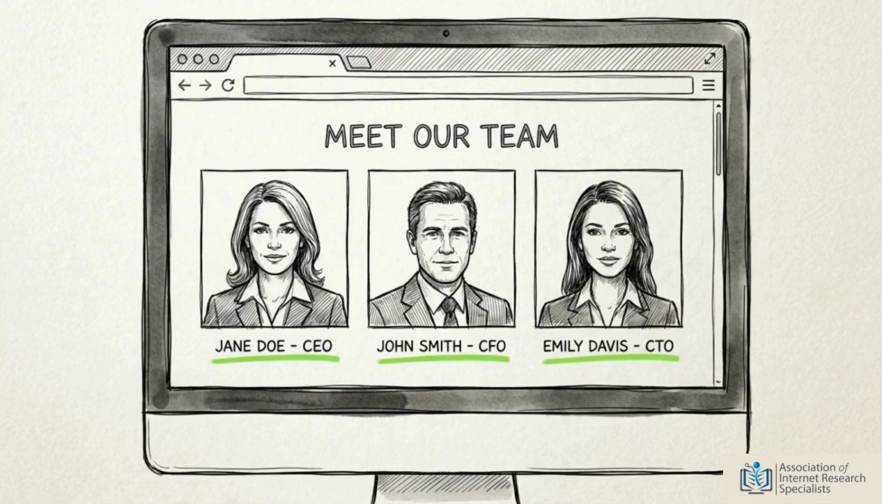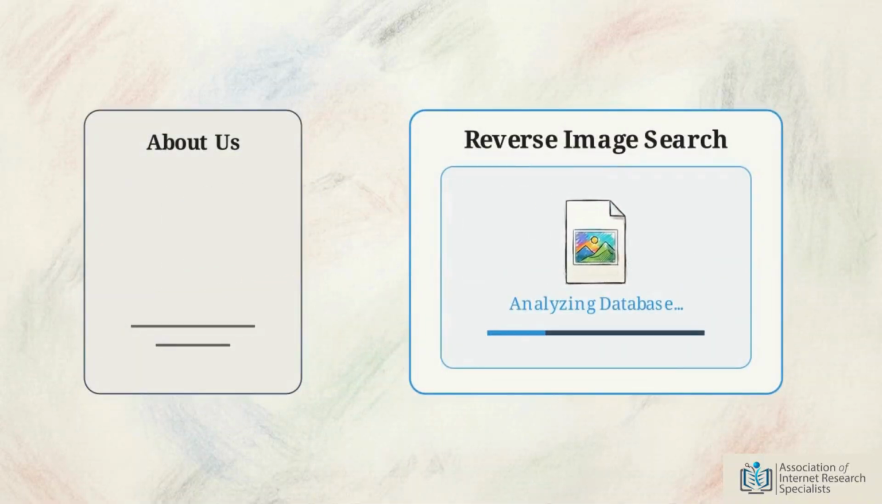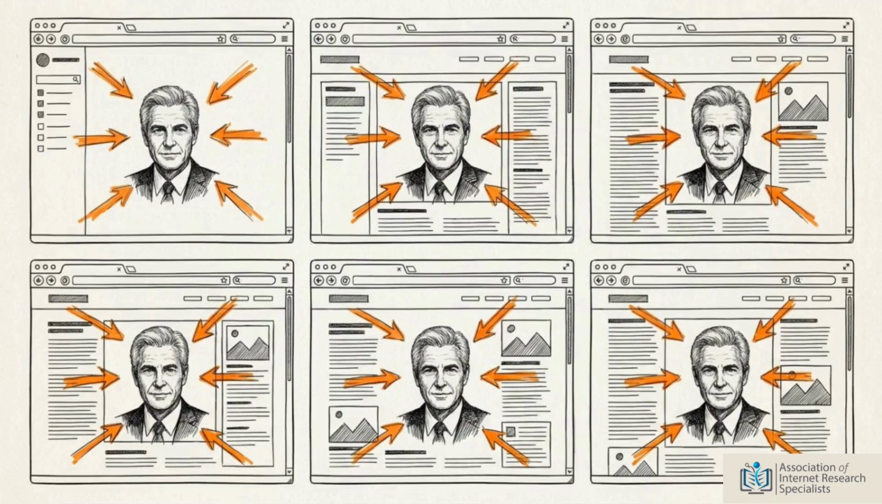Next, navigate to the About Us page. Take the executive profile photos and run them through a reverse image search using a tool like Google Images or TinEye. If you find the CEO's profile photo buried in a commercial stock library or attached to dozens of completely unrelated websites, the identity is fabricated.